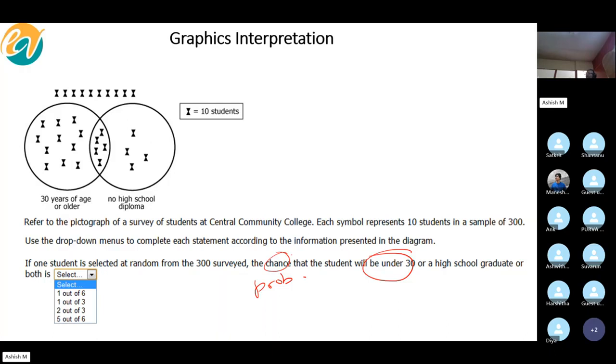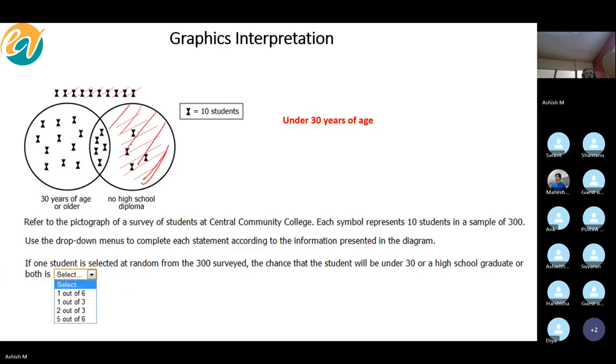Under 30 is what? Students who are outside of what? The first circle. See, the first circle is greater than or equal to 30. Agreed? Which means anyone who is outside the first circle is under 30. Are you clear? Correct. So under 30 would be this and this. Everyone outside the first circle. All right. Under 30, we've got it.